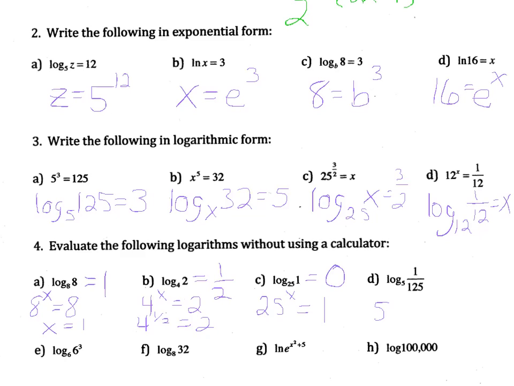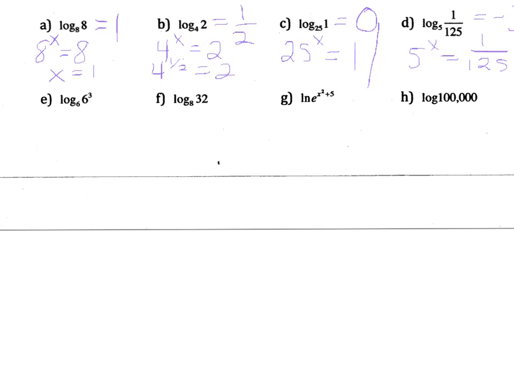For D, we have 5 to the what power equals 1 over 125. So this answer would have to be negative since we are taking 5 and turning it into a fraction. And 5 to the third equals 125, so we would have to have 5 to the negative third to equal 1 over 125. For question E, we have log base 6 of 6 to the third. So the question is 6 to the what power equals 6 to the third. So the answer would be 3.